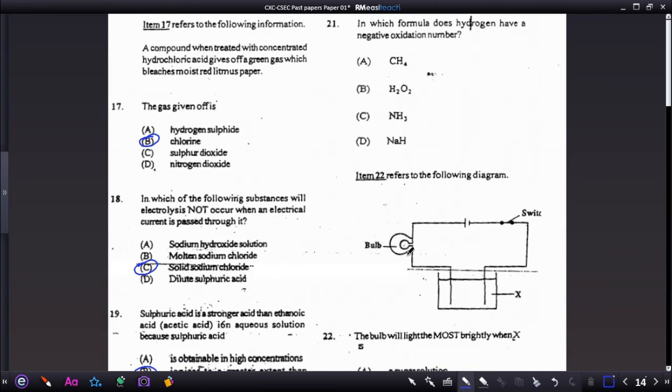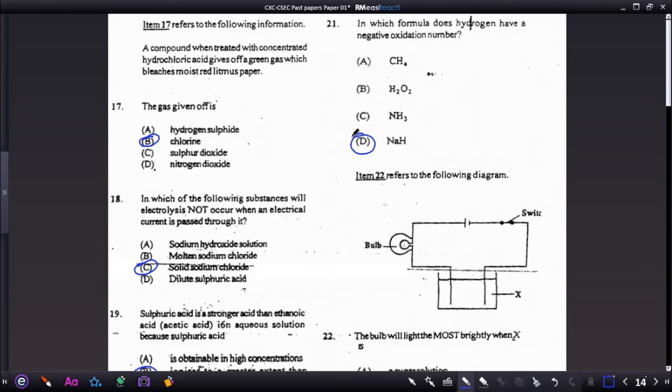Question 21. In which formula does hydrogen have a negative oxidation number? As mentioned before, hydrogen will have two oxidation states, negative and positive. If it is with a metal, then it will have a negative oxidation number. Otherwise, it maintains the plus oxidation state. Sodium hydride, and sodium is a metal, so the answer is D.